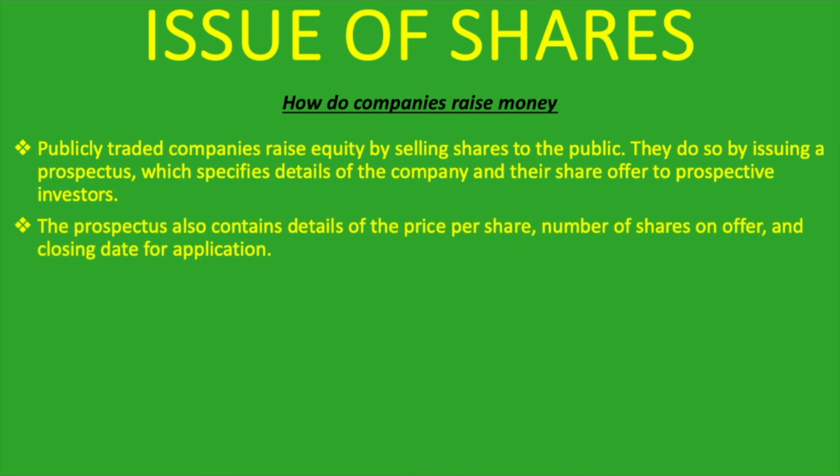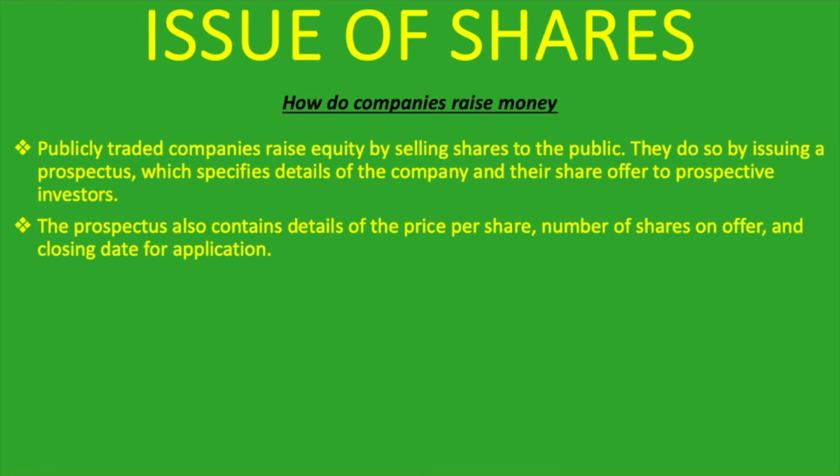The prospectus also contains details of the price per share, number of shares on offer, and the closing date for application. And so it will say this is how much each share is being sold for, and this is the number of shares, or the total number of shares that we are issuing to the public, and until when you have to apply for these shares, meaning the closing date at which you can apply and make payment.